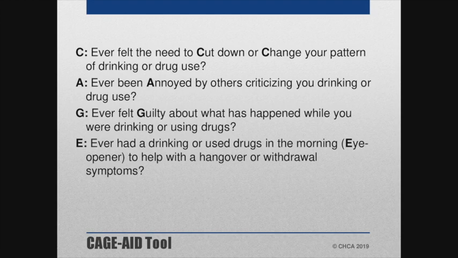One of the tools that we can use is the CAGE-AID tool. So CAGE stands for: have you ever felt the need to cut down or change your pattern of drinking or drug use? The A stands for: have you ever been annoyed by others criticizing your drinking or drug use? G is: have you ever felt guilty about whatever happened when you've used drugs or drinking? And then finally, E would be: have you ever required an eye opener or something to overcome a hangover or withdrawal symptoms? Certainly, if anybody is positive to any one of these, then they would be at risk for substance misuse.